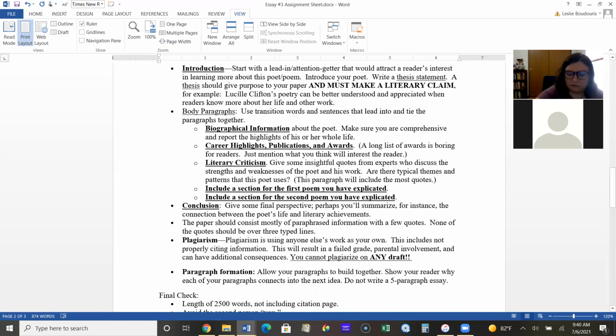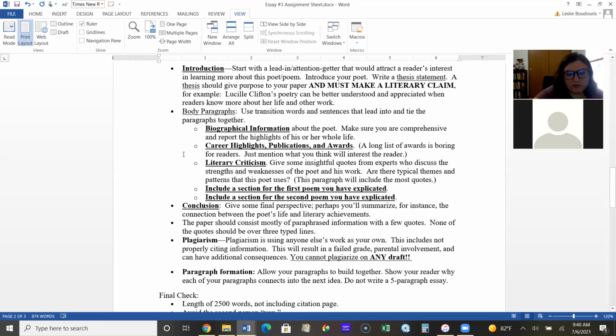So don't use this, but you could say Lucille Clifton's poetry can be better understood and appreciated when readers know more about her life and her other work. So you could break that down, you can analyze that more, but because you are writing about her essays, her whole life, it's much broader. You want your thesis to be broader than the 2 to 3 page essays we've been writing so far. So you're not just going to write about one poem, it's going to kind of embody everything together. Okay.